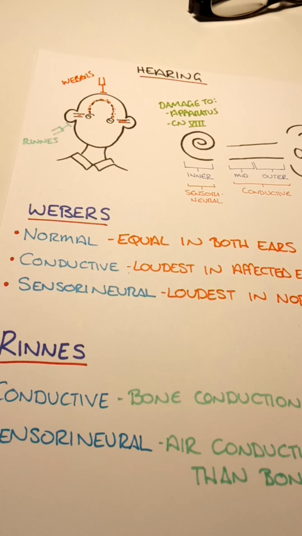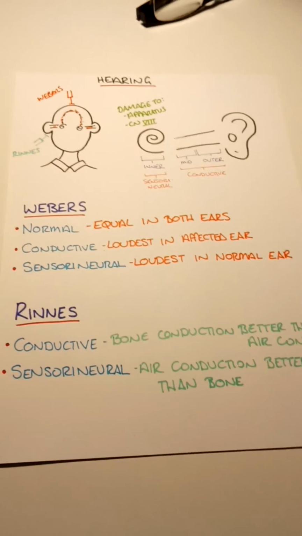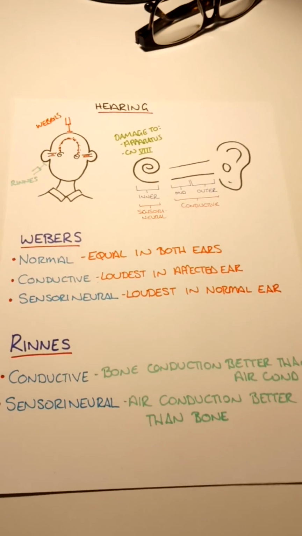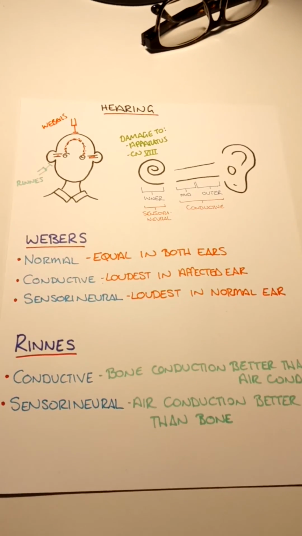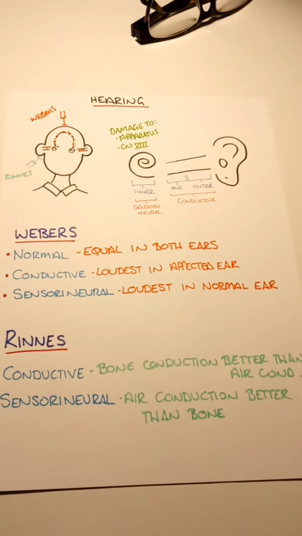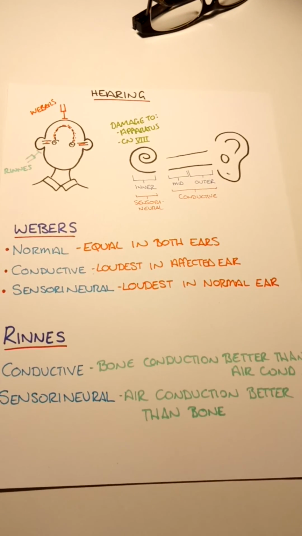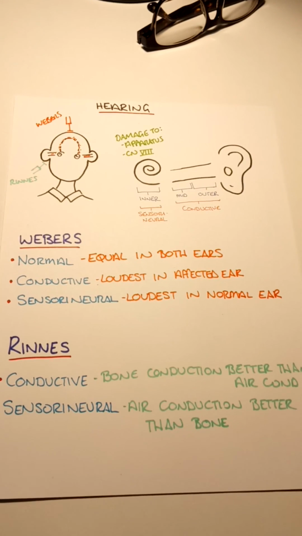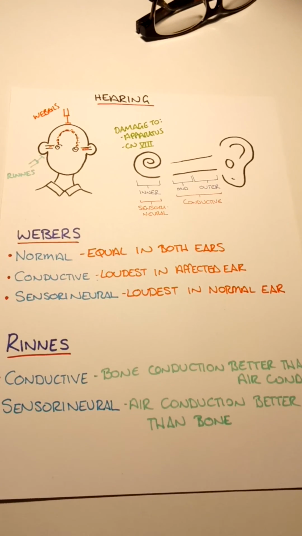So what I've got here is that the Weber's test sees if you've got an issue at all, and then the Rinne's test will discern what that is, whether it's conductive or sensory neural. And that's all I've got for hearing right now.